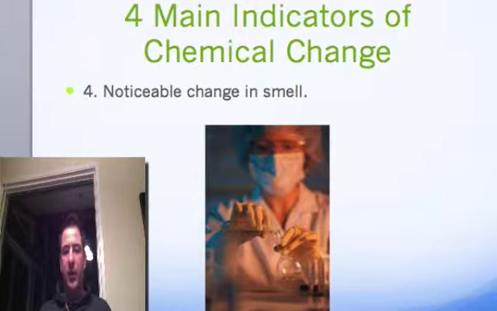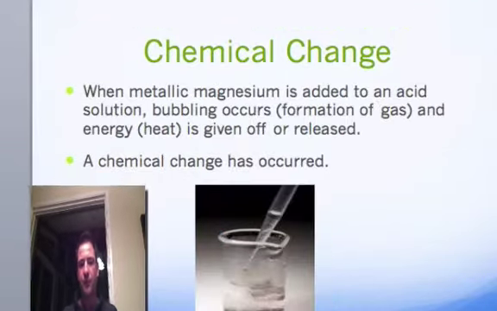The fourth thing is there's a noticeable change in the smell. If you burn paper, you're going to recognize that there's a smell. A change in smell refers to a chemical change. Also, if you burn, say, a tire or something like that, you can smell it. It stinks, and there's a chemical change occurring.